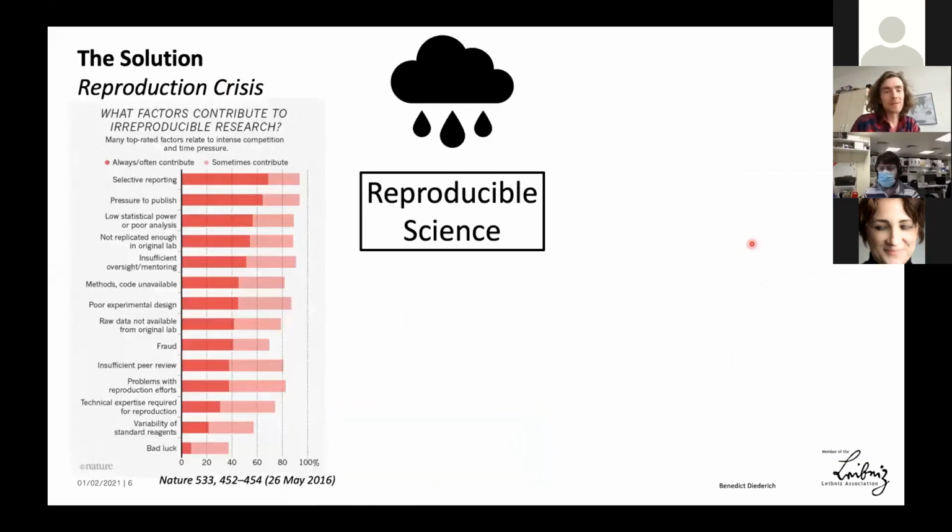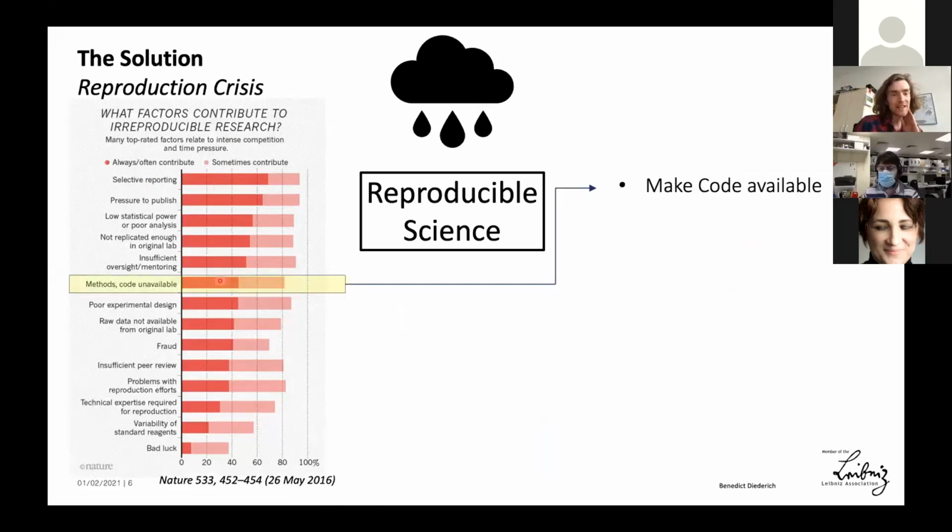And well, some problems here. Also, the same study are taken out. So people claim that the code is not available. Of course, there's a solution. You can make the code available.